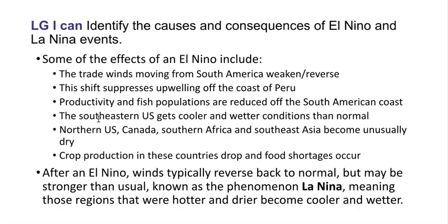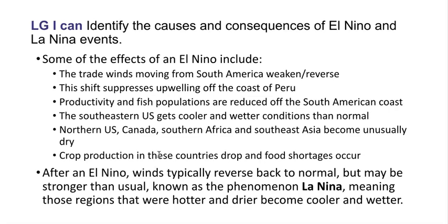Now it's a global phenomenon. It's not just that it happens in the Pacific, but it affects the whole globe. So the southeastern U.S. gets cooler and wetter conditions than normal. The northern U.S., Canada, southern Africa, and Southeast Asia become unusually dry. So if you usually have rain, it usually becomes drier. And it's really bad. Australia maps El Nino a lot because it creates huge dry and fire conditions for Australia. And so they really want to know when one's coming because there can be a lot of problems.